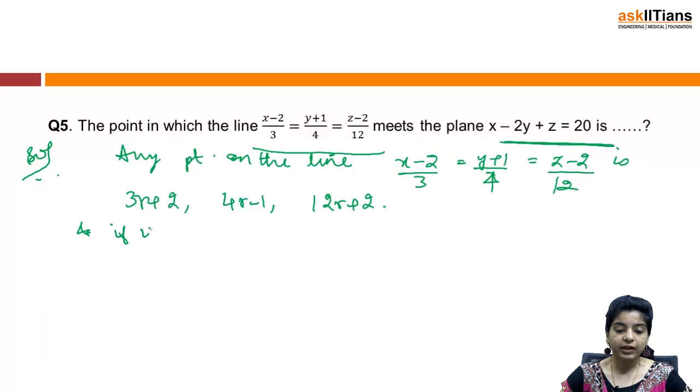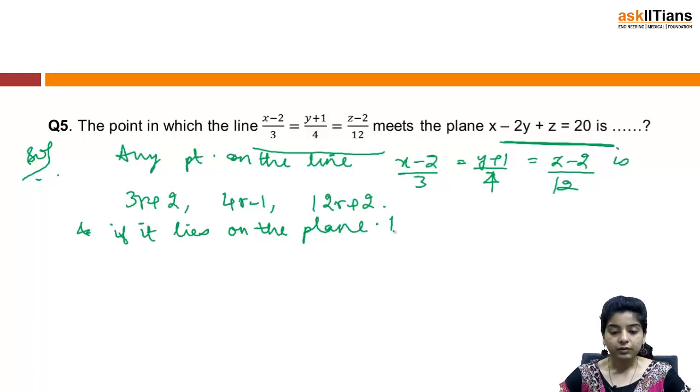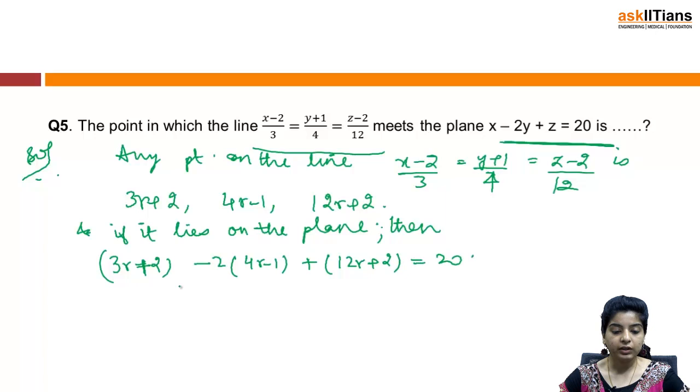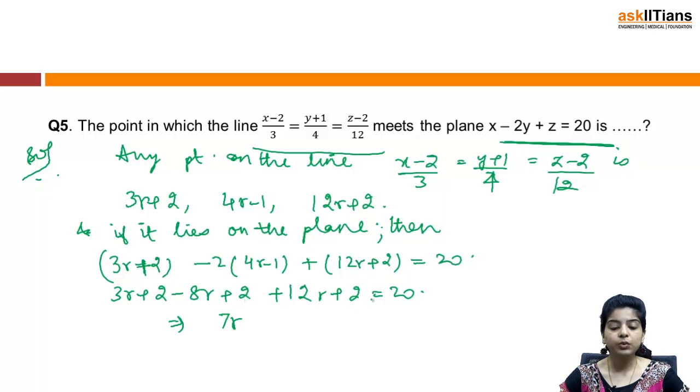and it's given that it meets the plane also, so if it lies on the plane, it will satisfy the equation of the plane. If it lies on the plane, then 3r plus 2 minus 2y, that is 4r minus 1, plus z, that is 12r plus 2, equal to 20. So I have 3r plus 2 minus 8r plus 2 plus 12r plus 2 is 20. So 12 minus 8 becomes 4, 7r, then I have 2 plus 2 is 4 plus 2 is 6, 20 minus 6 is 14. So this gives me r is 2.